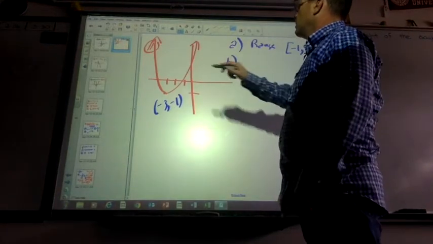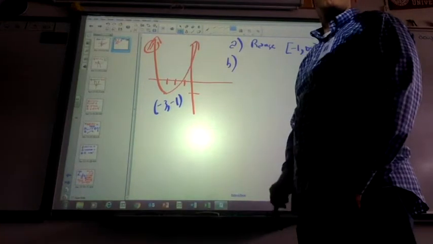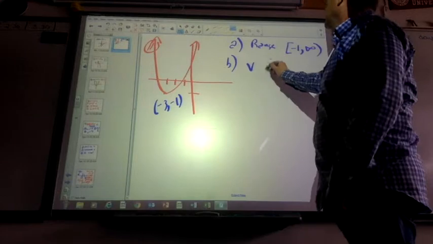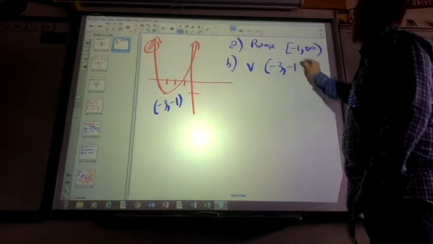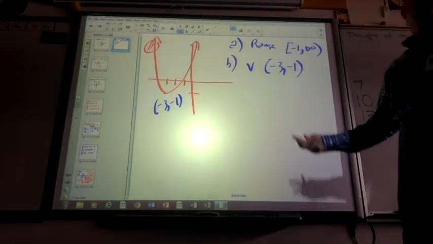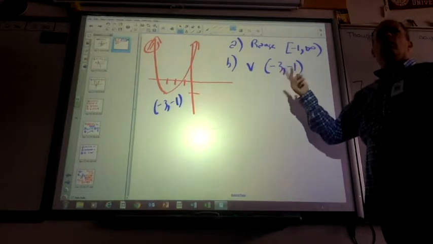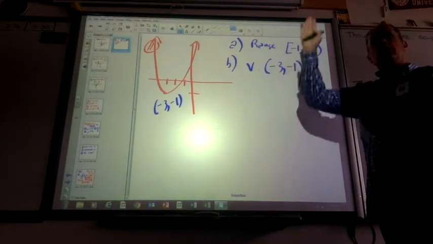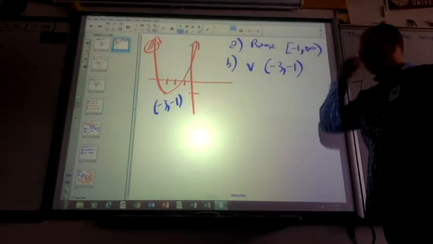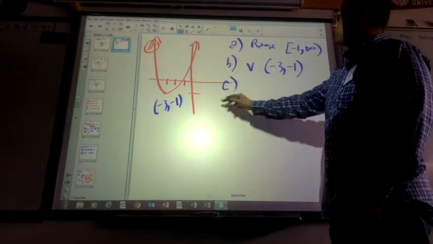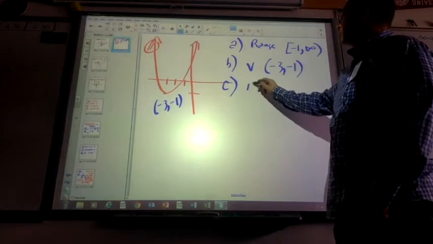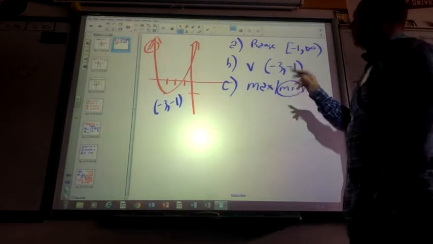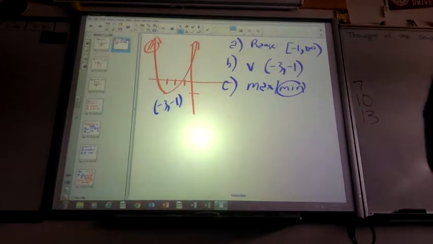Letter B. What is letter B? Vertex. The vertex is (-3, -1). Cool. I noticed a couple of you are flip-flopping these. Realize the x goes first and then the y. Letter C, max or min. What do we have, a maximum or a minimum? We have a minimum value. We have a low point on our graph.